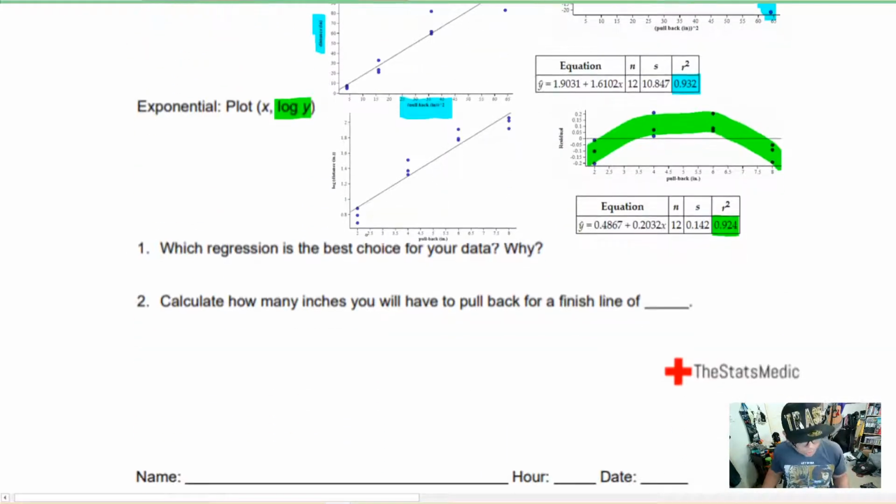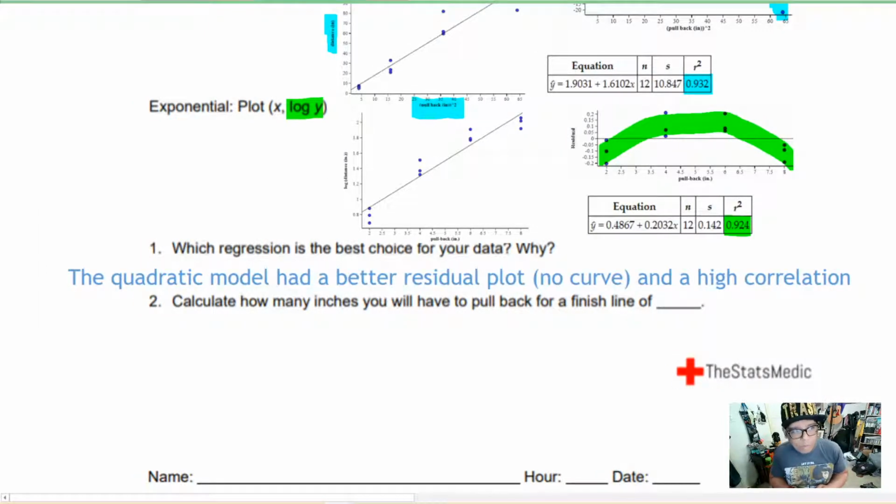So, which regression did we choose? Now, first and foremost, we have to make sure that our residual plot shows no curve in it. That is really the thing that we're looking for. After that, if we have a couple of models that are kind of similar, then we would make our choice based on correlation and maybe even standard deviation of the residuals, S. So that's our choice.